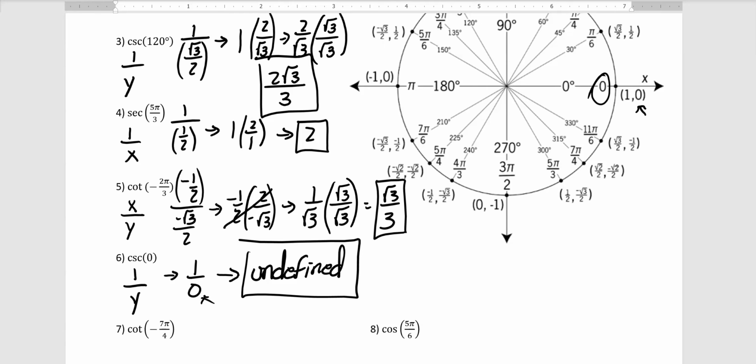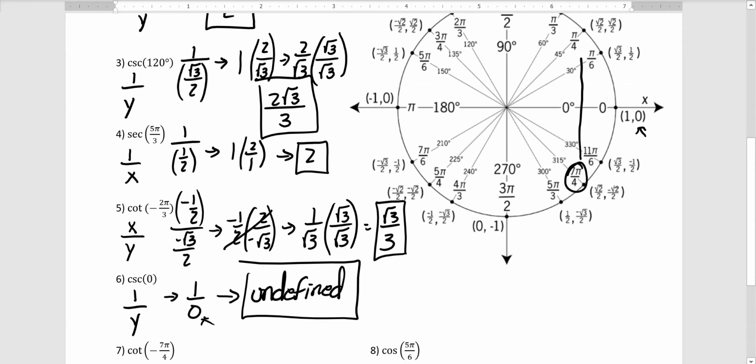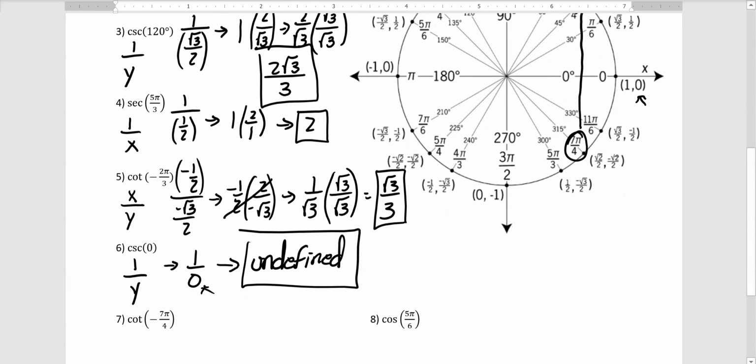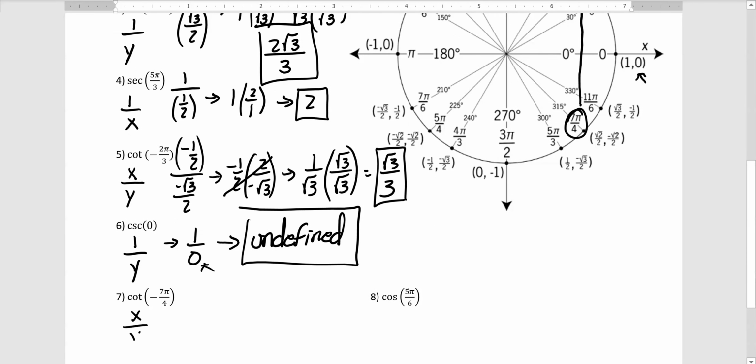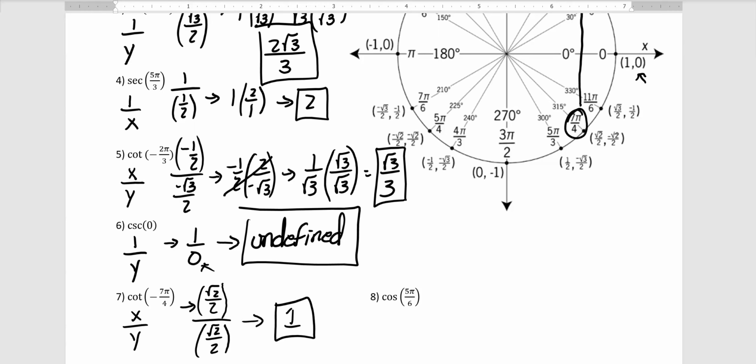All right, cotangent of negative 7 pi over 4. Ooh, I almost made a big error. 7 pi over 4 is in the 4th quadrant. If I want to go up from there, pi over 4. So these are the values I'm dealing with. Remember that cotangent is x over y. So that means this would be the square root of 2 over 2 divided by the square root of 2 over 2, since that's my x and y value. Well, anything divided by itself is just 1, so that's my solution here. The cotangent of negative 7 pi over 4 is 1.